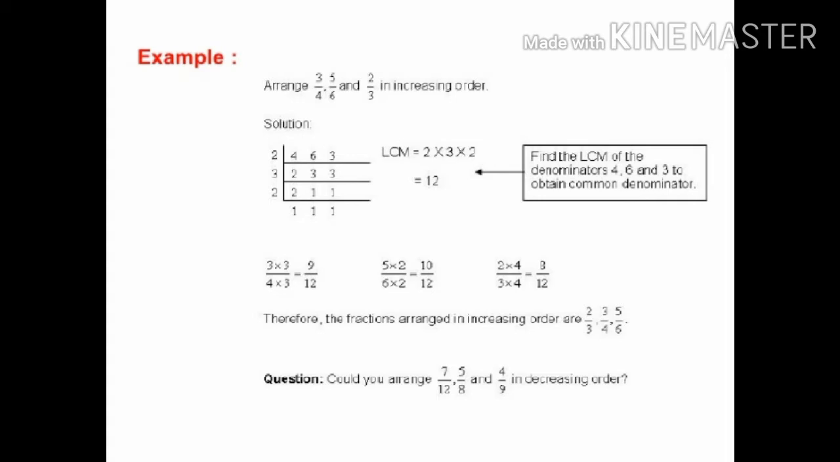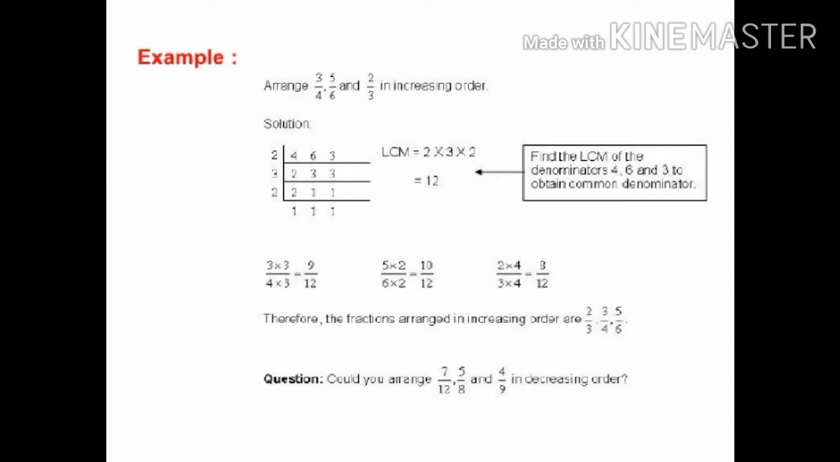So the fractions arranged in increasing order are 2 by 3, 3 by 4 and 5 by 6. Dear students, look, 9 by 12, 10 by 12 and 8 by 12. Denominators are same. Now we will check the numerators. We already know that ascending order means lower to higher. So 8 by 12, 9 by 12 and 10 by 12. 8 by 12 represented 2 by 3, 9 by 12 represented 3 by 4 and 10 by 12 represented 5 by 6.